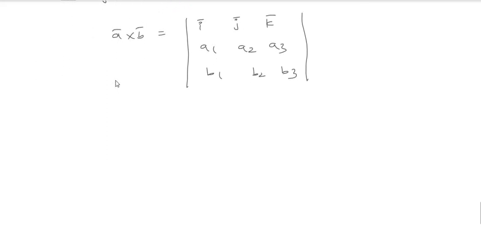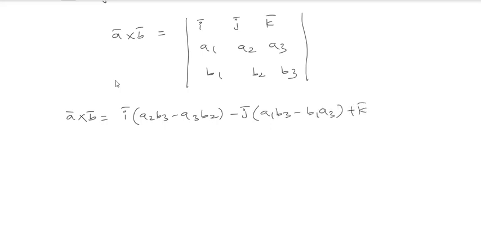So again, the determinant, you know that. So this determinant you will do as: A bar cross B bar is equivalent to I bar into (A2 B3 minus A3 B2), next minus J bar into (A1 B3 minus B1 A3), plus K bar into (A1 B2 minus A2 B1). Clear with my point? So that is how you have to do it.